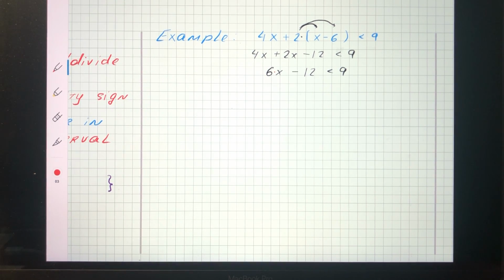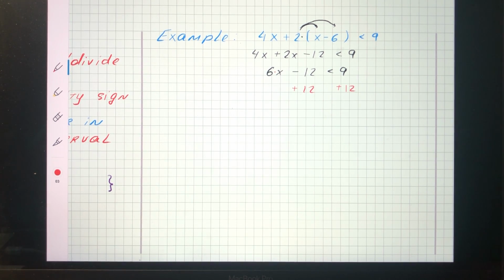To cancel the minus, we add the same number to both sides. Plus 12, that makes 6x less than 21. To cancel multiplication by 6, we divide both sides by the same number. Since we are dividing by a positive number, not negative, the inequality sign does not switch. So we get 21 divided by 6. We can reduce 21 over 6 by 3, and that would make 7 halves. So our answer is x less than 7 halves.